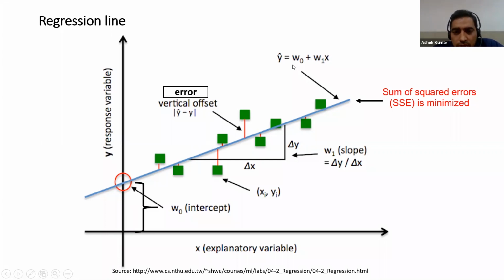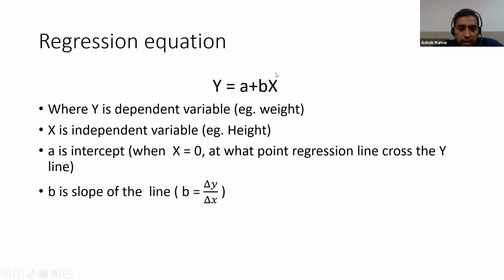And when we talk about the regression equation or regression line, y is equal to the dependent variable, so y is equal to w0 plus w1x. W0 is the intercept, w1 is the slope, and x is the explanatory variable. For example, here height and here weight, and these two are constants. In other terms, y is equal to a plus bx. It's very simple.